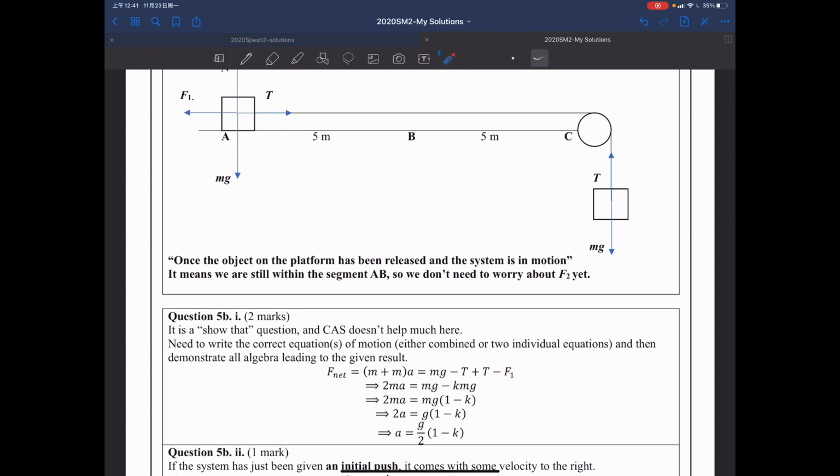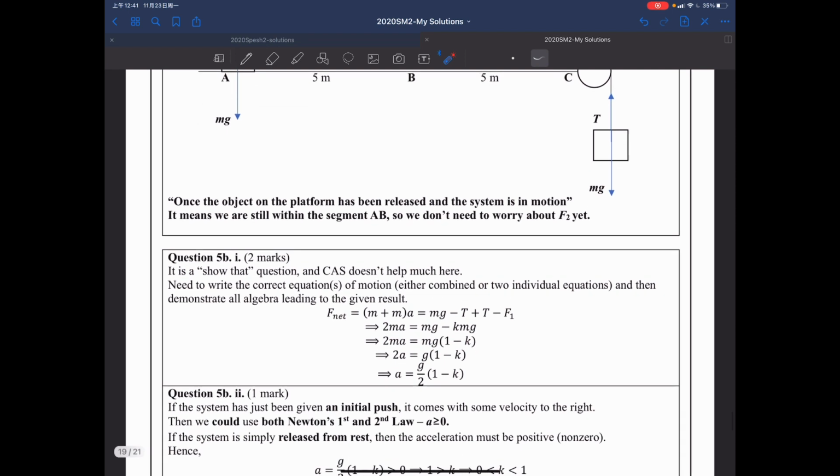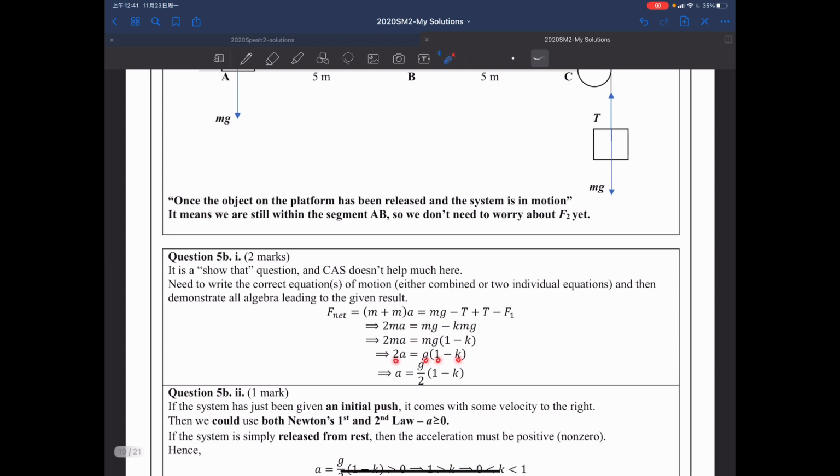Simplify it a bit further: 2ma equals mg minus kmg, which is F1 here. You take out the common factor mg, you get 2ma equals mg(1 minus k). 2a is g times (1 minus k), and therefore a is half g(1 minus k). That's it. But this is a 2 marks question, so you better write down the equation, or 2 individual equations of motion, then show all the working out.